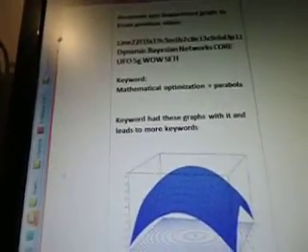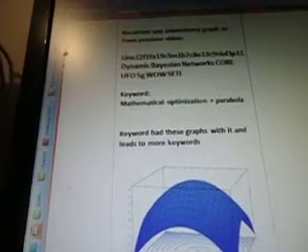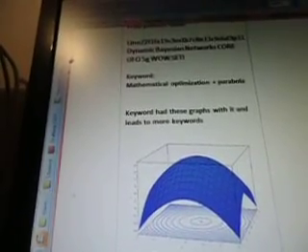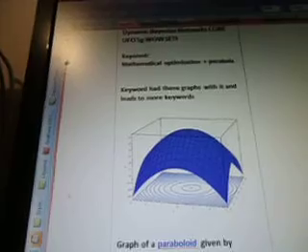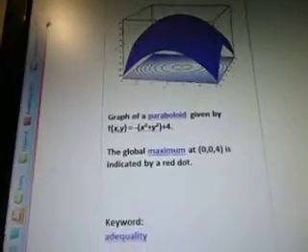So the keyword is mathematical optimization plus parabola. So we're looking at the math equations for these engines. The keyword has these graphs with it and leads to more keywords. Here's a graph of the paraboloid.